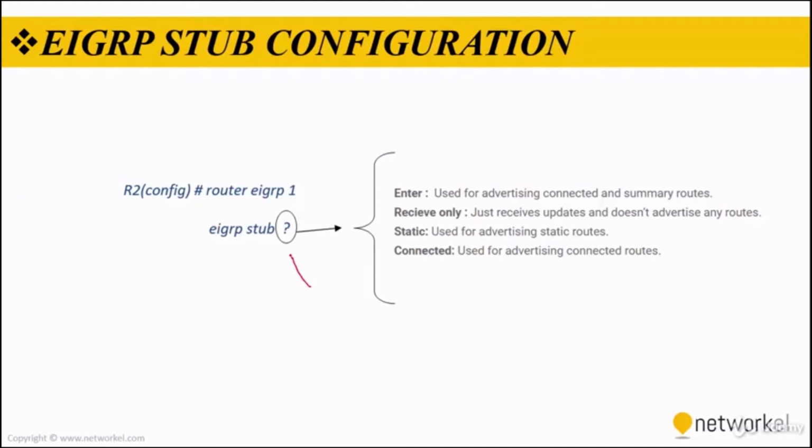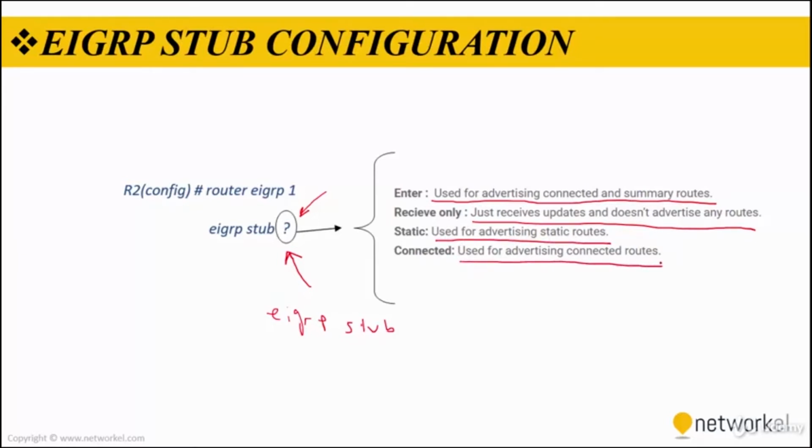After the question mark, as I told you from the previous slide, if we just hit enter, which means we just type EIGRP STUB, we just advertise connected plus summary routes. If we type receive-only, the router just receives updates and does not advertise any routes. If we type static, that is used for advertising static routes. And if we type connected, that's used for advertising the connected routes.